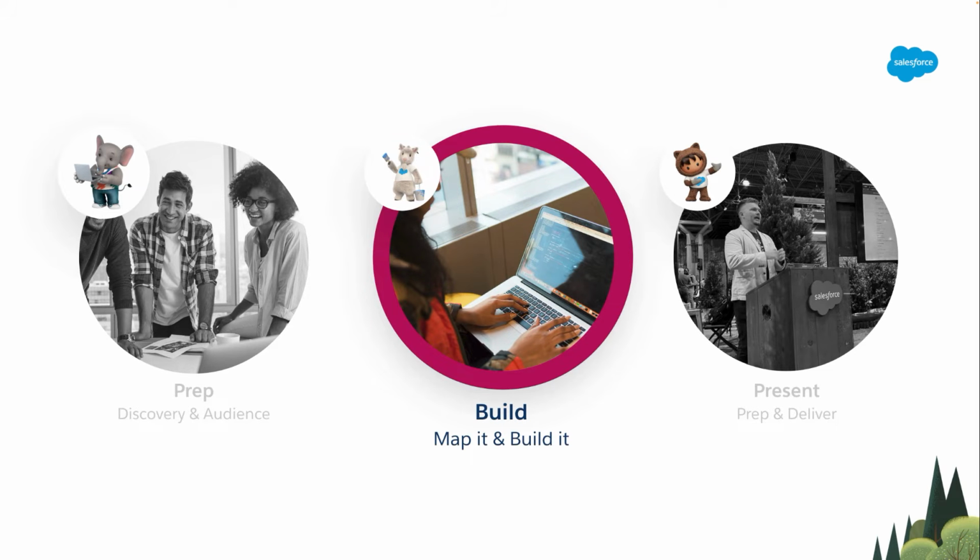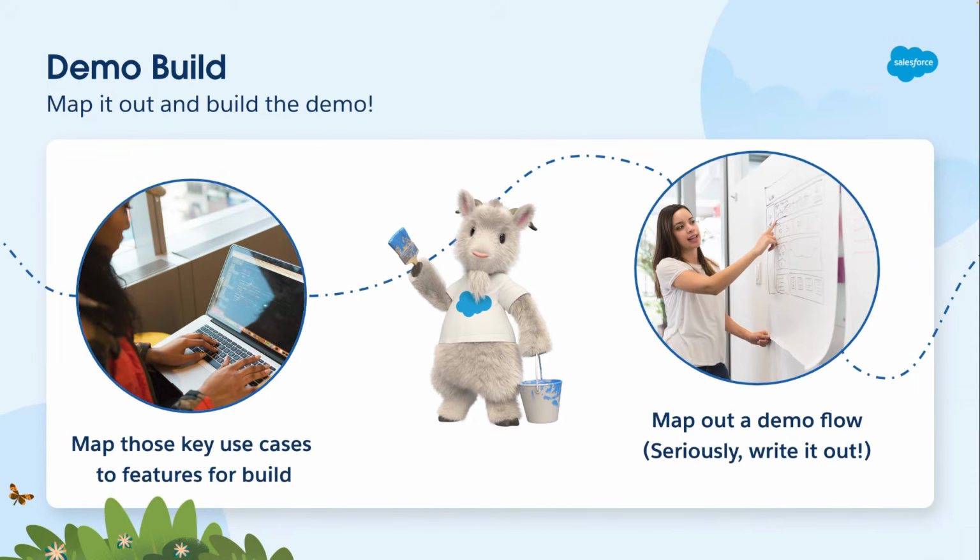Now we've prepped everything, right? Onto some hands-on keyboard. We need to start to build this stuff out. So how are we going to do that? Well, let's take a look. The first thing we want to do, right, before we just jump in and start building things, what I always find useful is by mapping out key use cases to the features we need to build, right?